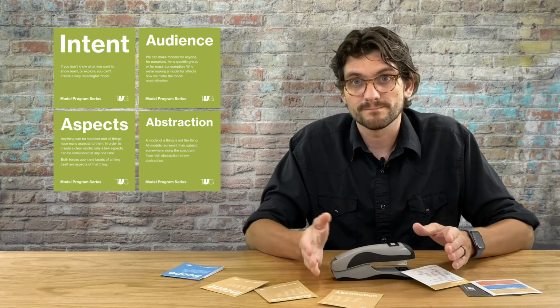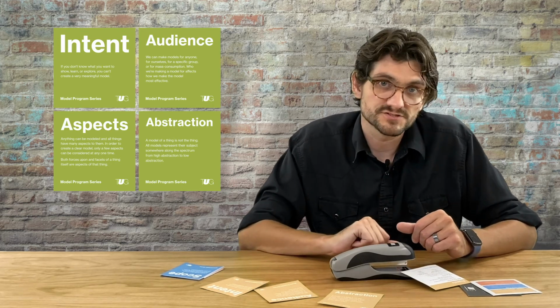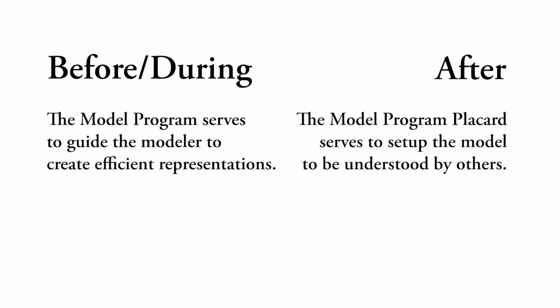The model program, as documented with a model program placard, has 2 primary functions. Before and during the modeling process, the intent, audience, aspects, and abstraction level serve to guide the modeler to create representations efficiently.